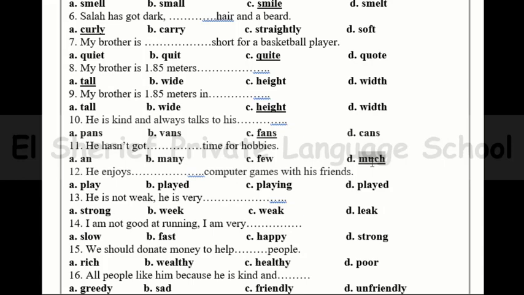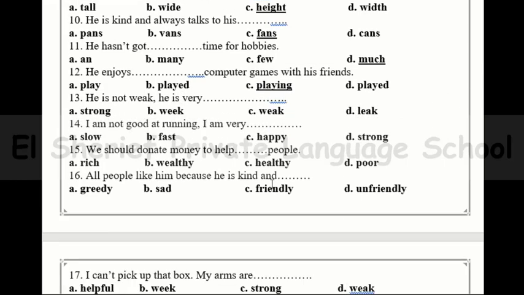He enjoys computer games with his friends. And you must know that enjoy is the verb that must be followed, yes, by the gerund. So enjoy must be followed with the gerund. And here we are going to take, yes, he enjoys playing computer games with his friends. Now let's move to number 13.